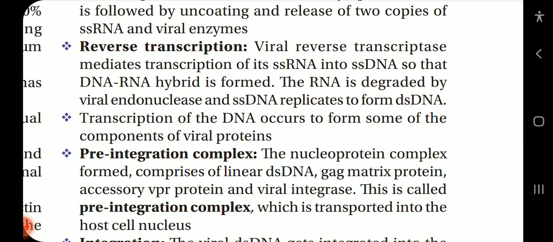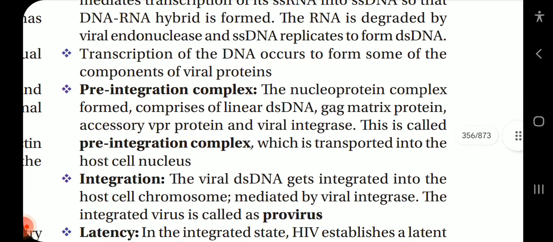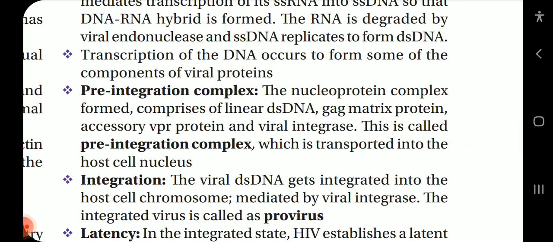Reverse transcription. Viral reverse transcriptase mediates transcription of its ssRNA into ssDNA so that a DNA-RNA hybrid is formed. The RNA is degraded by viral endonuclease and ssDNA replicates to form dsDNA. Transcription of the DNA occurs to form some of the components of viral proteins. The pre-integration complex. The nucleoprotein complex formed comprises linear dsDNA, GAG matrix protein, accessory VPR protein, and viral integrase. This is called the pre-integration complex, which is transported into the host cell nucleus.